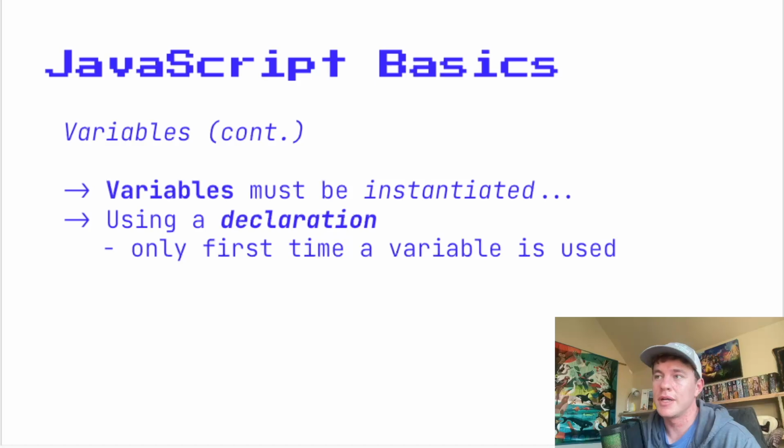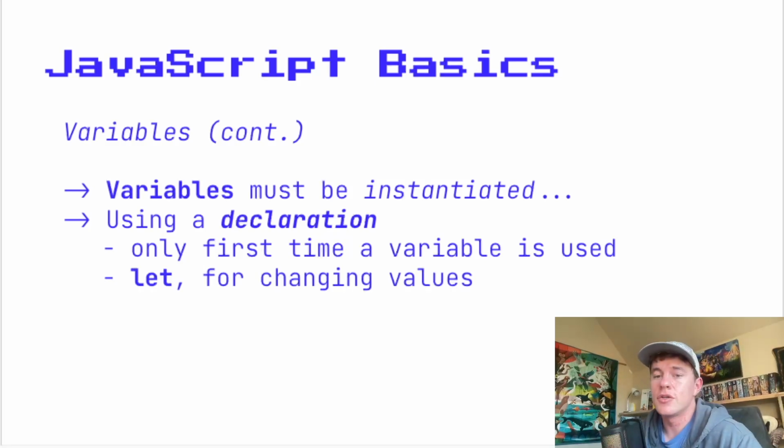There on afterwards, we can just use the variable willy-nilly because JavaScript knows that it was instantiated at an earlier point, and then we can go and keep using it afterwards. There's two keywords we can use to instantiate the variables, and these are the declarations. The first one is let, and that is when we have changing values. So when the value assigned to the variable is going to be changing.